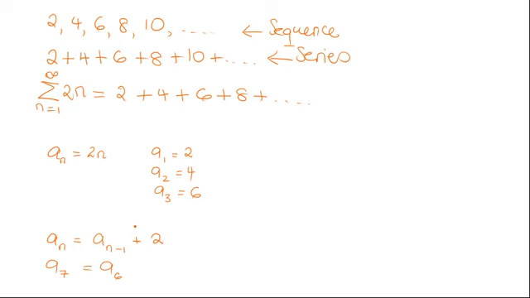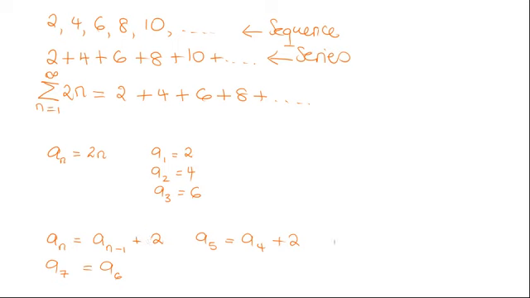So, for example, a5 would be equal to a4 plus 2. So, a5, which in this example is 10, right? How is it found? It's equal to a4, the fourth term, plus 2, which gives us 10. 8 plus 2 gives you 10, right? So, this is one of the ways it could be defined.